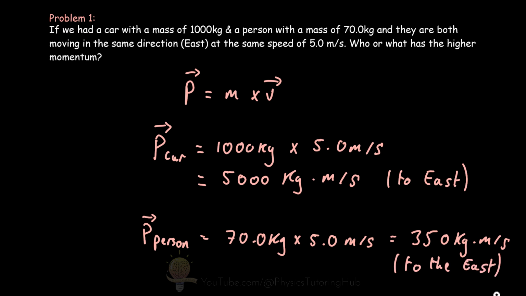So we can see here that in this scenario, where the car and the person are moving at the same speed in the same direction, the car has much greater momentum than the person, simply because its mass is much greater.